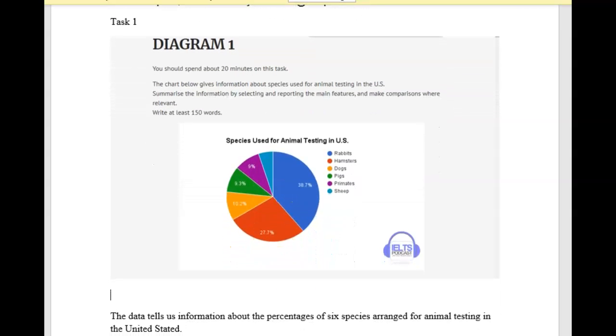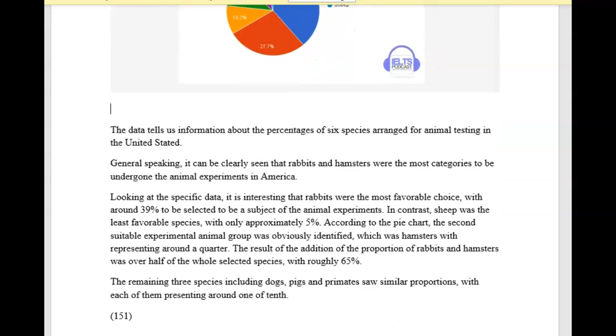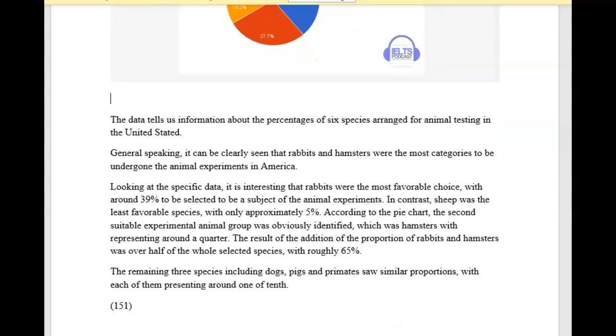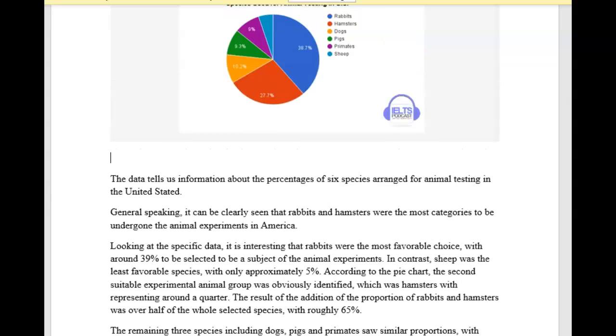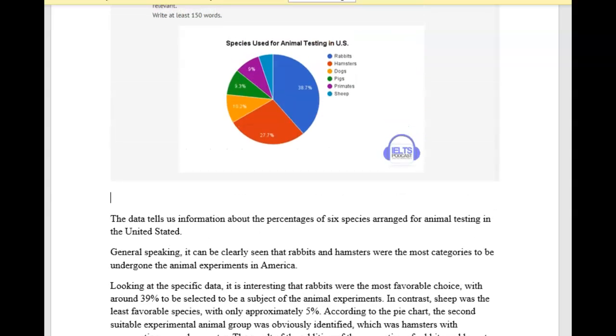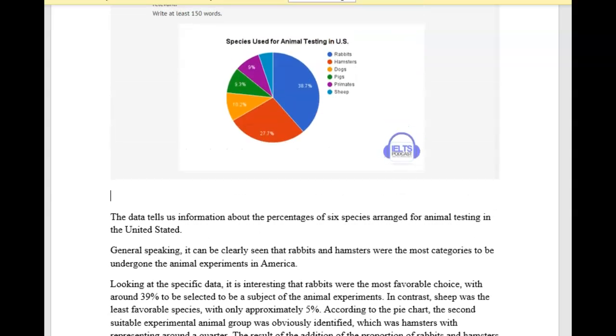The first one is a task one about animals used for animal testing. Let's see what you said. The data tells us information about the percentage of 6 species arranged for animal testing in the United States. Generally speaking, it can be clearly seen that rabbits and hamsters were the most categories to be undergone the animal experiments in America. All right, so let's look at this a little bit.